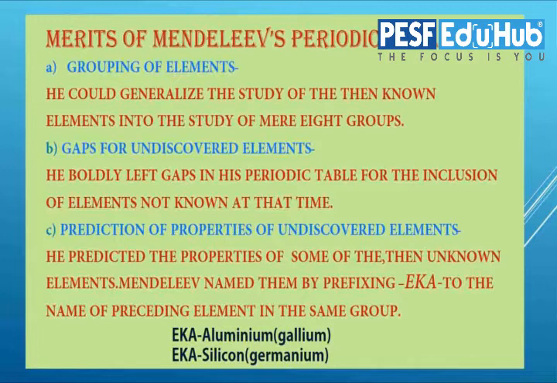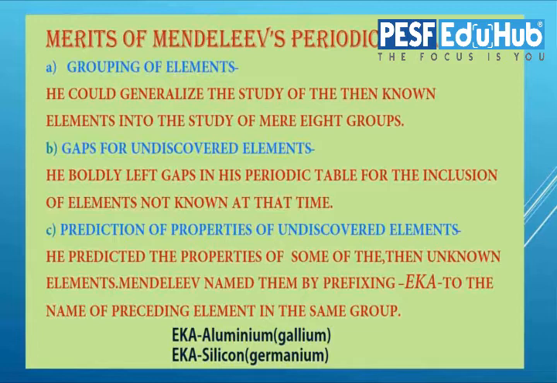The second point, gaps for undiscovered elements. Mendeleev boldly left gaps in his periodic table for the inclusion of elements not known at that time. Almost 8 elements for which he left gaps in the table were discovered later. So, these gaps left by Mendeleev proved a motivator for later chemists to discover new elements.